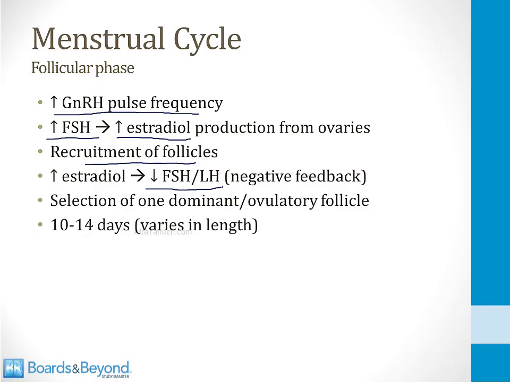Eventually, the estradiol leads to selection of one dominant or ovulatory follicle that will release its egg, and this takes about 10 to 14 days to occur. It varies in length, and this is the reason that women have variable menstrual cycles. It's because this portion of the menstrual cycle varies from 10 to 14 days.